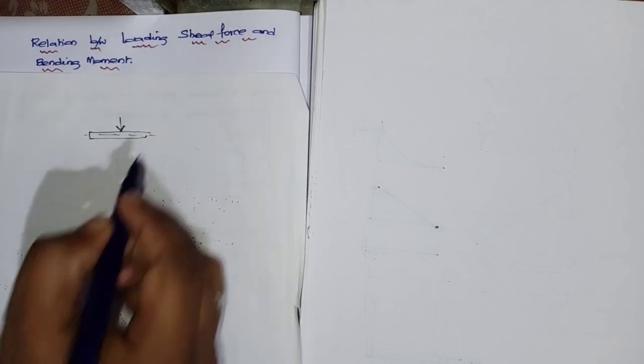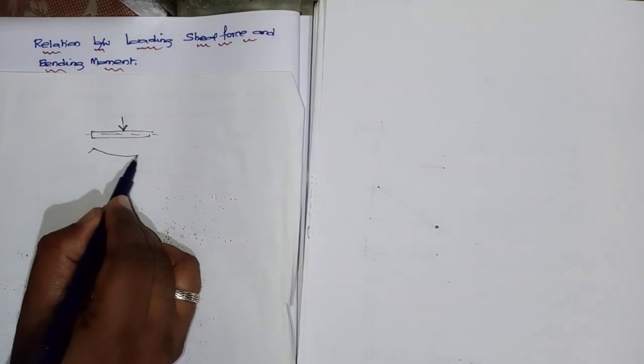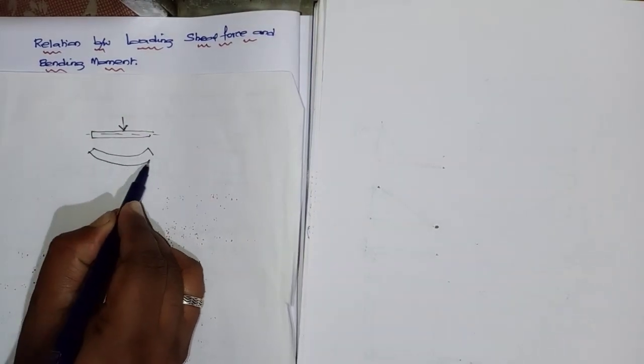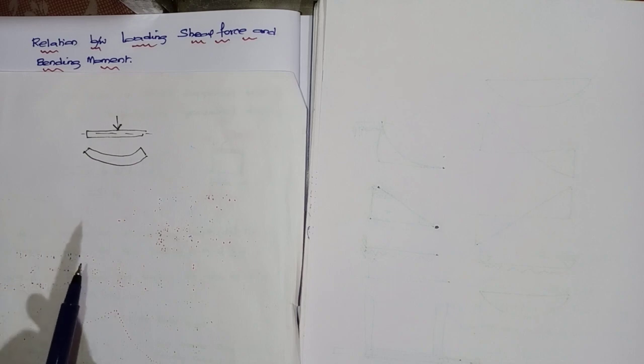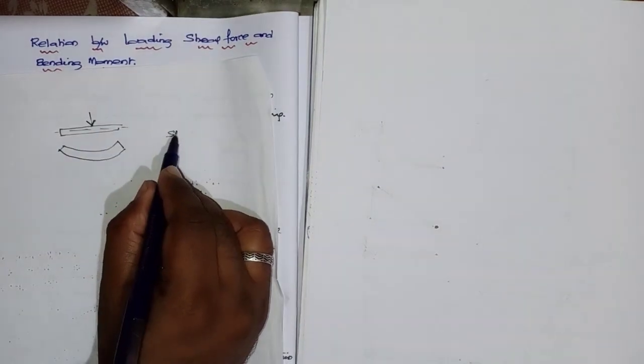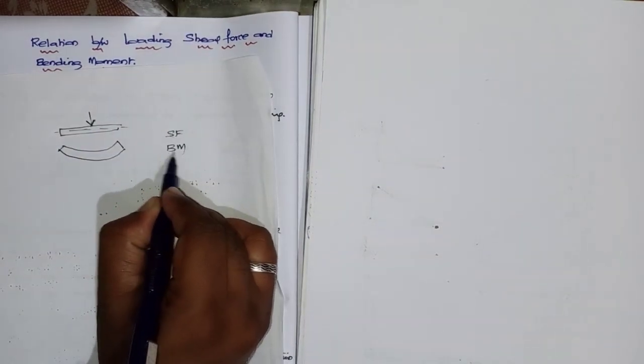So generally, if any beam is subjected to transverse load perpendicular to the longitudinal axis, internal stresses will be developed. That is, the upper layer goes into the compression zone and the bottom layers will be in tension. Along with those internal stresses, a beam will be subjected to shear force and bending moment also.